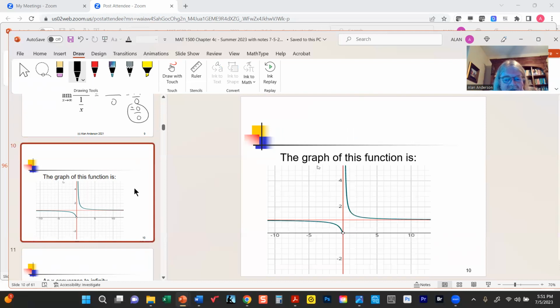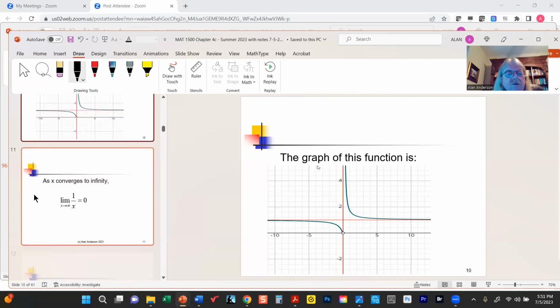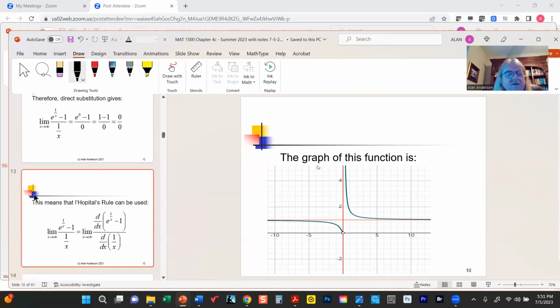By the way, this is what the graph looks like. You see there's a couple of asymptotes there. There's an asymptote at x equals 1, and there's a vertical asymptote at x equals 0. So here's what we're going to do. We're going to take the derivatives.